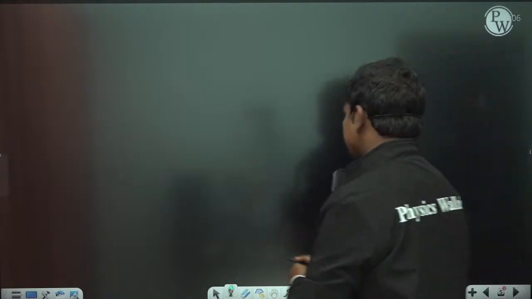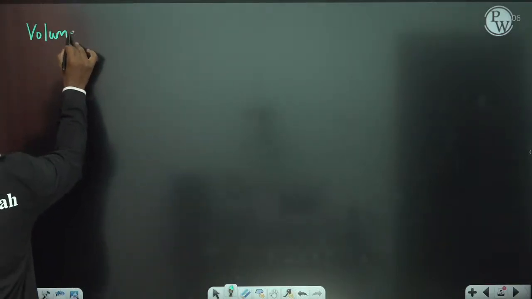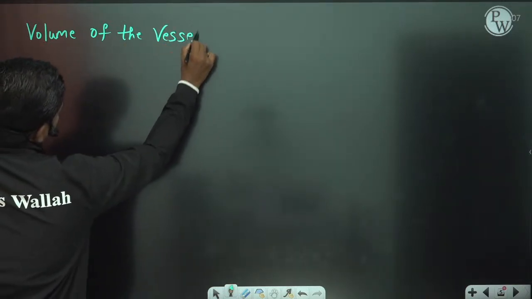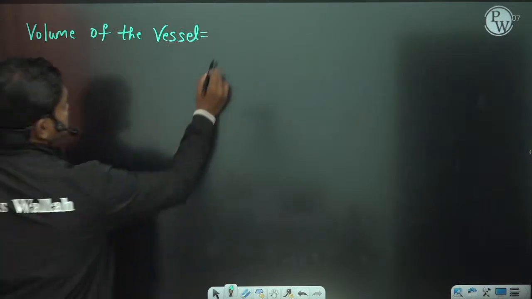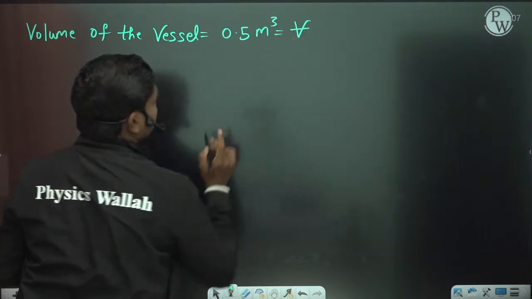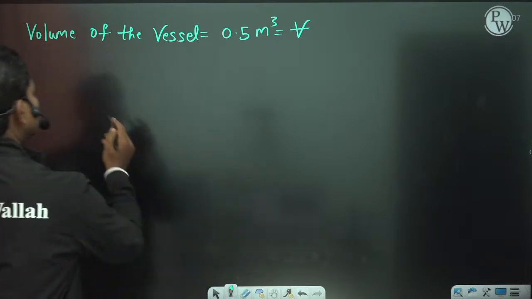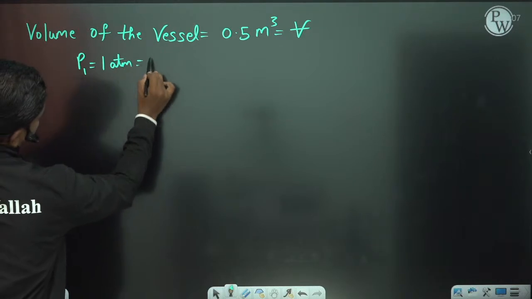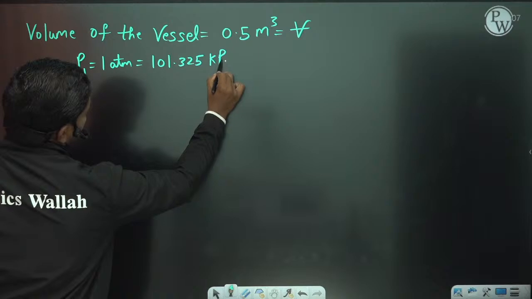So basically there is a vessel of volume V. The volume of the vessel, how much is the volume they have given you? 0.5 m³. Let us call this V with a cut. Now initially the pressure outside is atmospheric pressure, so P initial or P1 let us say is 1 atmospheric pressure. So let us suppose this is 101.325 kilopascals.